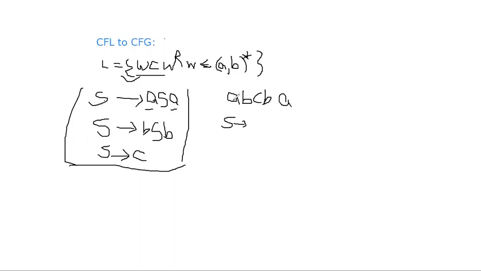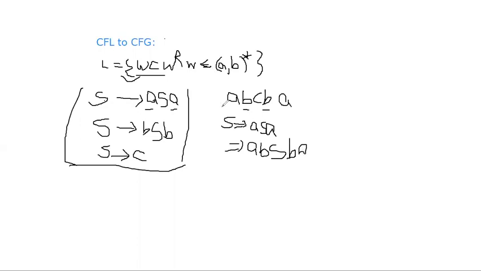Suppose the input is starting with B, then you should start the expansion with S as BSB. But here the starting symbol is A. Then start with S implies ASA. What is the next symbol? Next symbol is B. The last but one symbol is also B. Then replace this S with BSB. Anyway, A is there.